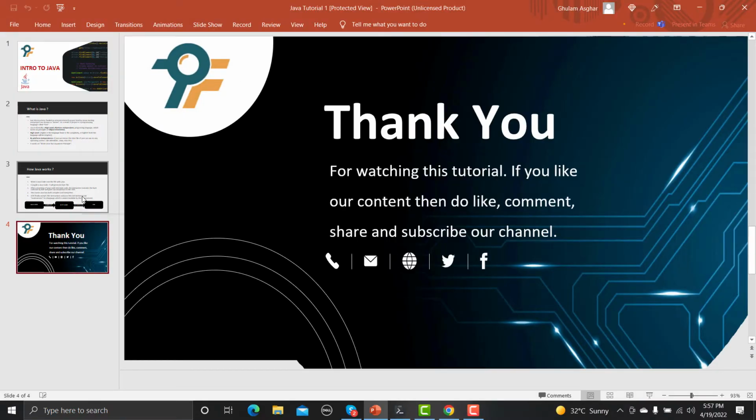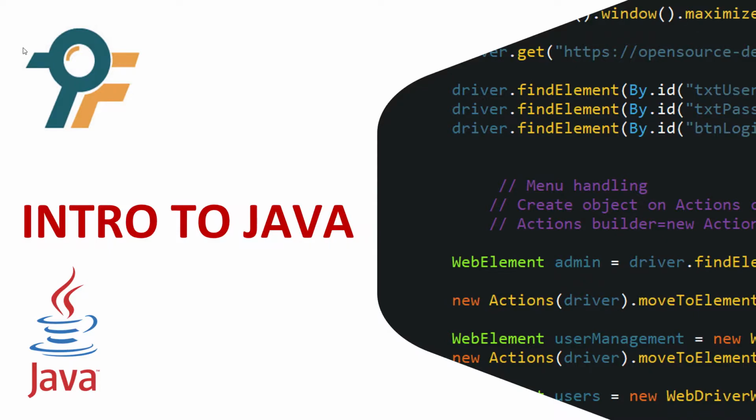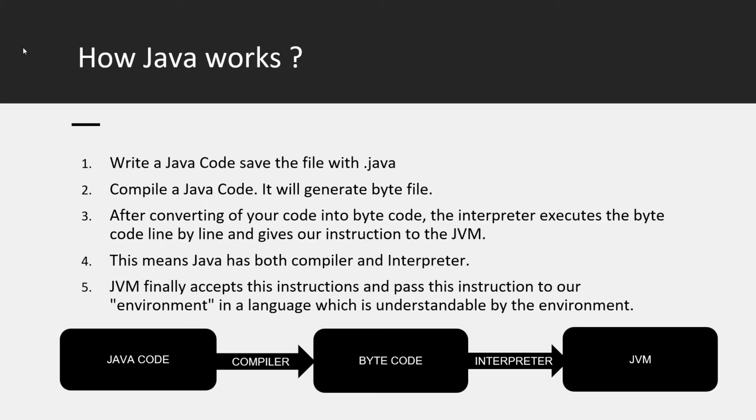But before that, we need to understand how Java works. If we talk about Java itself, we will write a code and save that code with .java. We will compile that code. When we compile that code, it will generate a byte code file. That byte code will be given to the interpreter, and the interpreter executes the byte code line by line and gives our instructions to the JVM. JVM is basically the Java Virtual Machine.